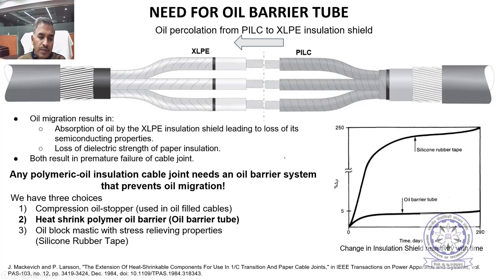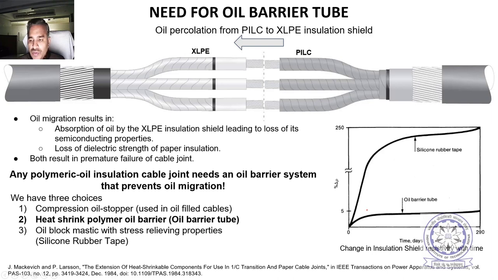So, there is a need for oil barrier tube on PILC cable actually, because of oil percolation from PILC to XLPE insulation shield. Here, oil migration results in absorption of oil by the XLPE insulation shield, leading to loss of its semiconducting properties and loss of dielectric strength of paper insulation. Both result in premature failure of the cable joint. So any polymeric oil insulation cable joint needs an oil barrier system that prevents oil migration. So we have three choices actually. Compression oil stopper used in oil filled cables. Heat shrink polymer oil barrier. And oil block mastic with stress relieving properties, silicon rubber tape.